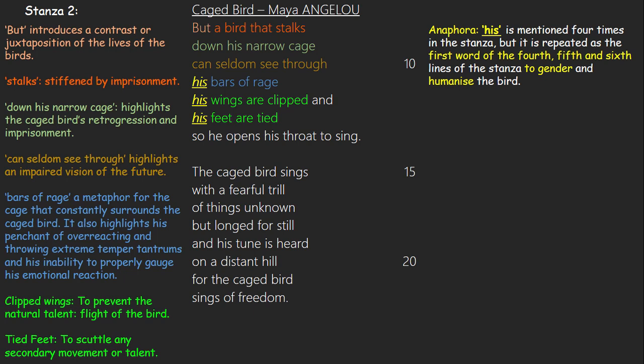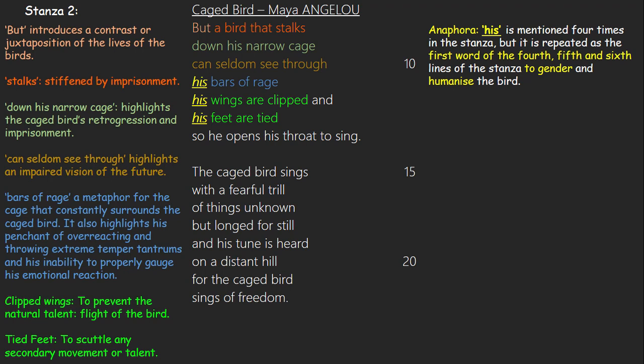We also see the repetition of the word "his" in the second stanza as well. "His" is mentioned 4 times in the stanza, but it is repeated as the first word of the 4th, 5th, and 6th lines of the second stanza, to gender the bird and also to humanize him. So first of all, it genders the bird. What that means is that it makes the reader realize that the bird is a male, right?